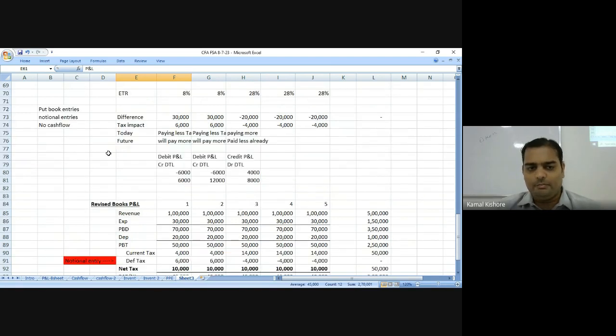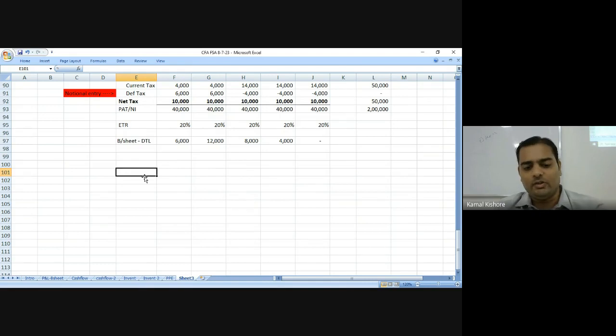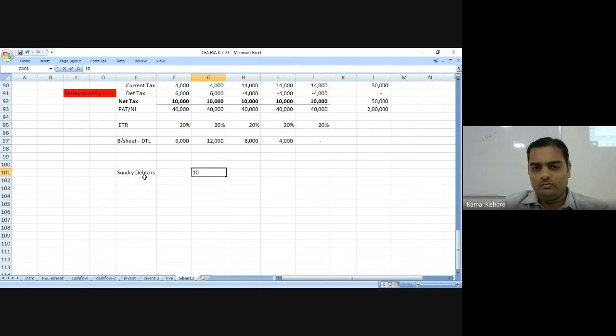Okay. For example, what is that item which can cause a difference? Let's say I am having sundry debtors of 100,000. In my P&L, I am creating a provision at say 5%, a provision for bad and doubtful debts.